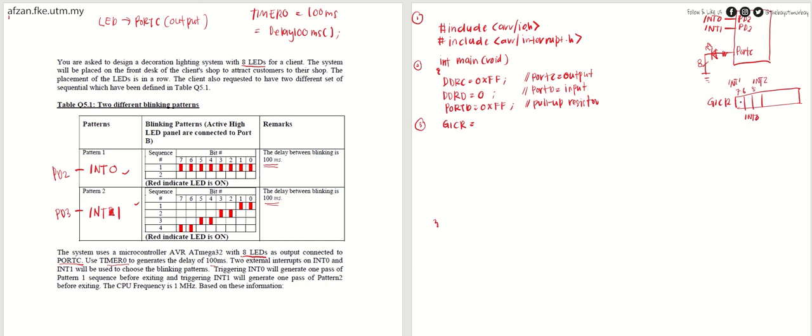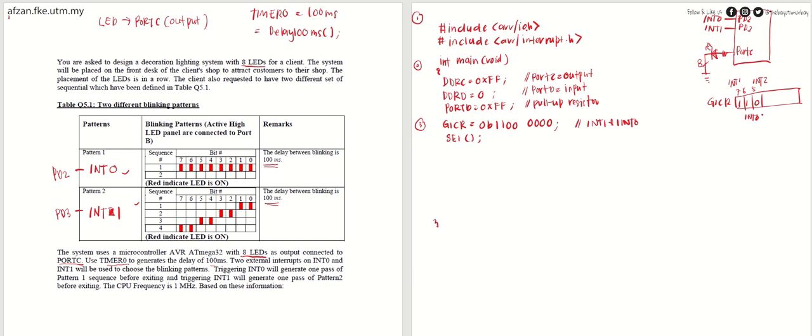So what is the value that we need to put here? Since we are going to use INT0 and INT1, the value you need to put here is 1, 1, 0, and the rest you put 0. So 0b11000000, INT1 and INT0. Next, after you initialize your GICR, you need to initialize your SEI. Right? Then after that, what are we going to do?